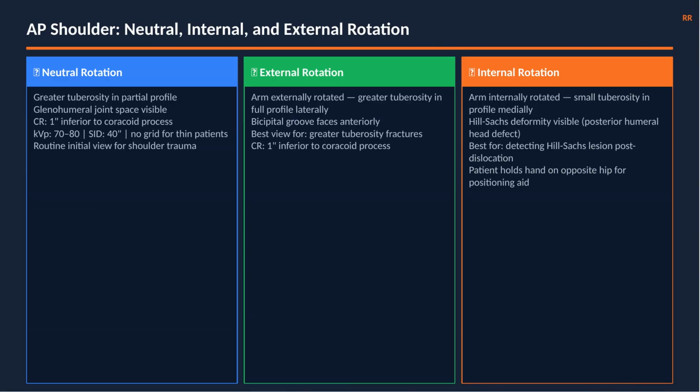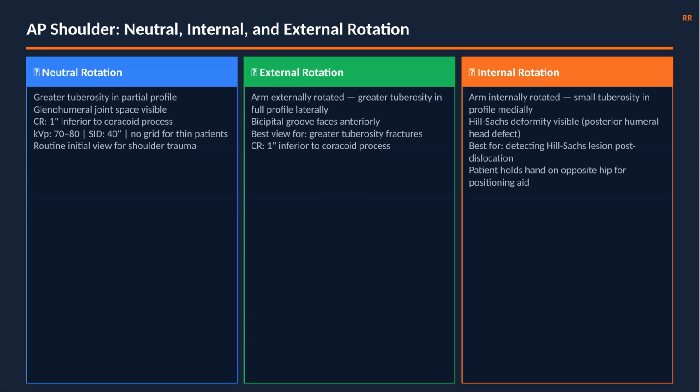Neutral rotation. The arm hangs naturally at the side, no deliberate rotation. The greater tuberosity appears in partial profile. The glenohumeral joint space is visible. This is the routine initial view for shoulder trauma. CR: perpendicular, centered 1 inch inferior to the coracoid process. KVP: 70 to 80. SID, 40 inches. No grid for most patients.